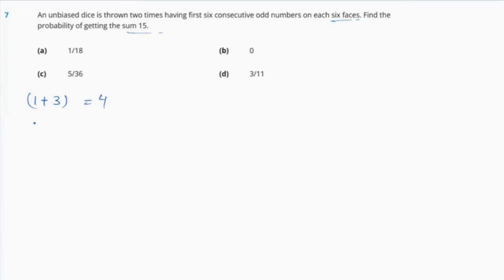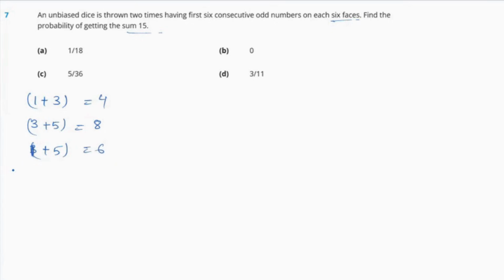Suppose on one dice it is 3, on the other dice it is 5. So the sum we are going to get is 8, correct? And if we take any other number, suppose it is 3 here, and what else can we take? We can take 1. 1 and 5 we are going to take, then also we are getting 6.